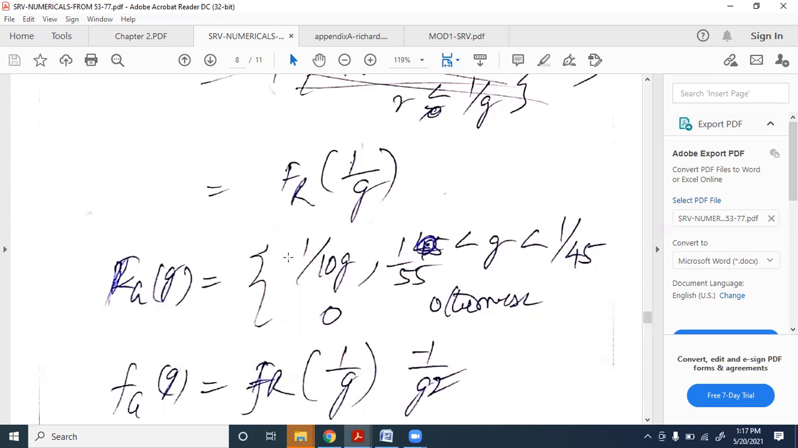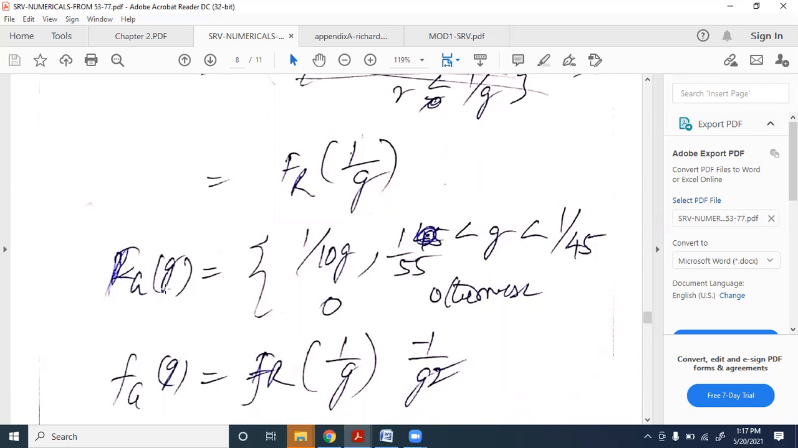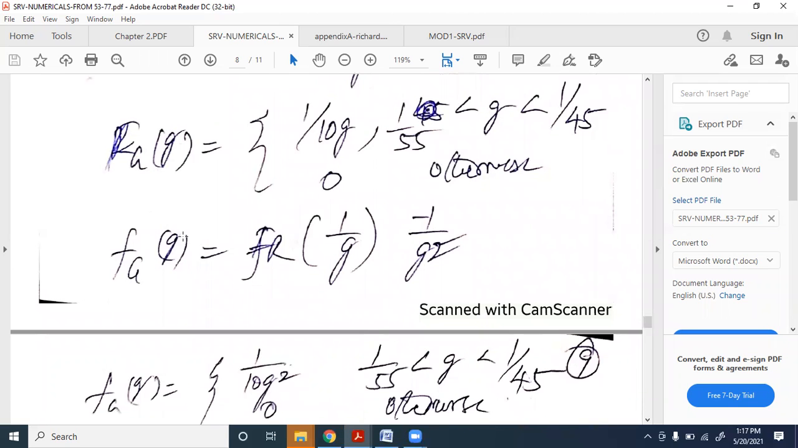Now if you differentiate this on both the sides, you'll get the probability density function of G. You'll get f R of 1 by G into the internal derivative of this, which gives the value minus 1 by G squared. Internal derivative of 1 by G will be minus 1 by G squared. Then we can substitute this f R of 1 by G.